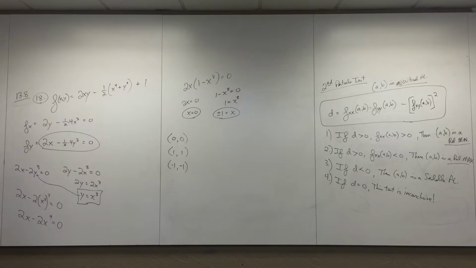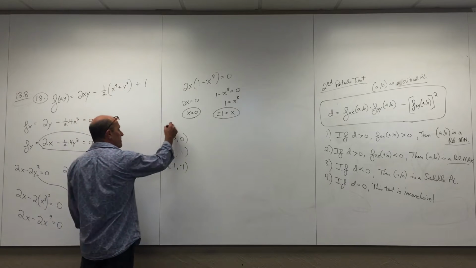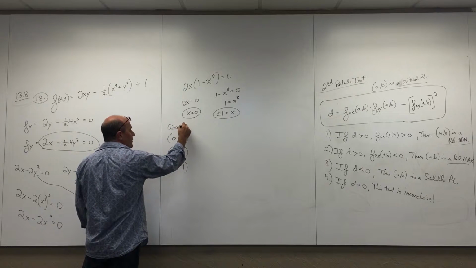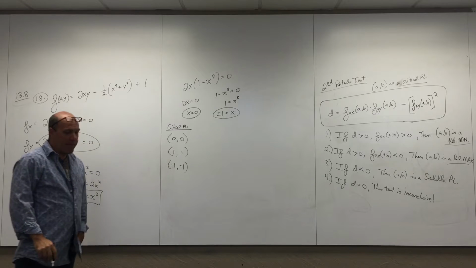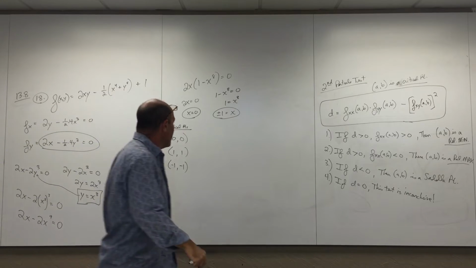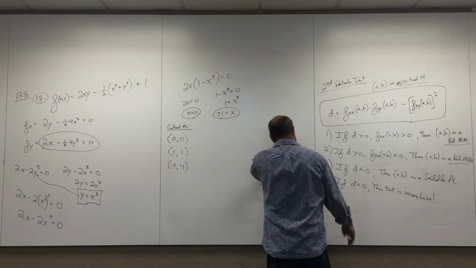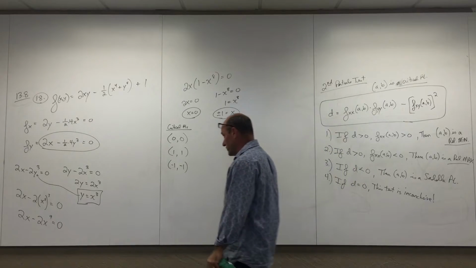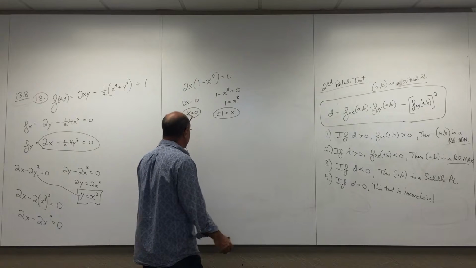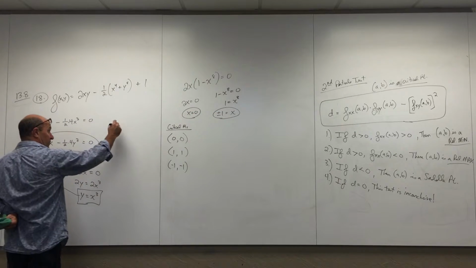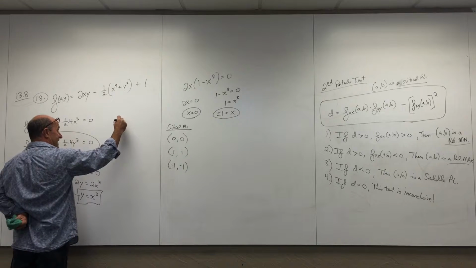Well, I better test them. These are my 3 critical points or critical numbers, whatever. And I better test them. All right. In order to test them, I need this test here, and I need my second partials. So I need a little more board space here. Let's see. I need fxx.